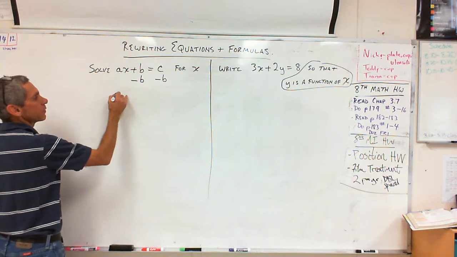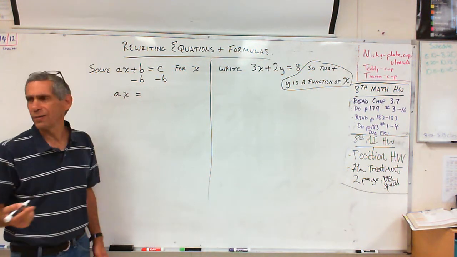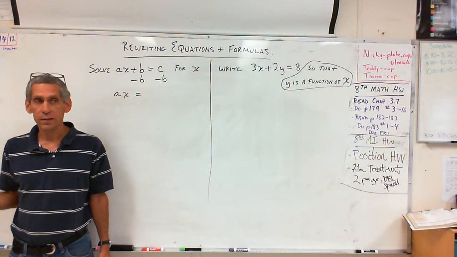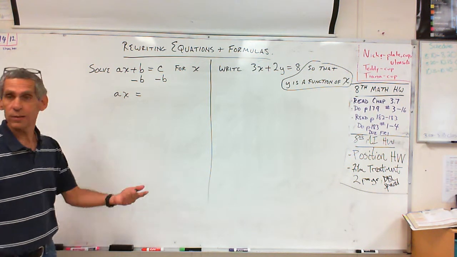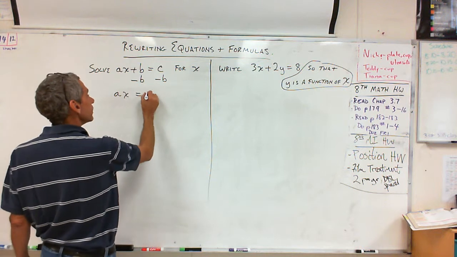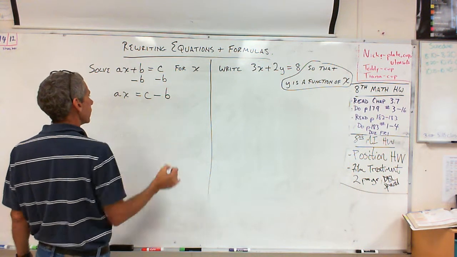All right, AX is equal to, what's C minus B? No, it's C minus B. Right, it's just C minus B. You can't combine them, you just got to write them that way. So it's equal to C minus B. Good.